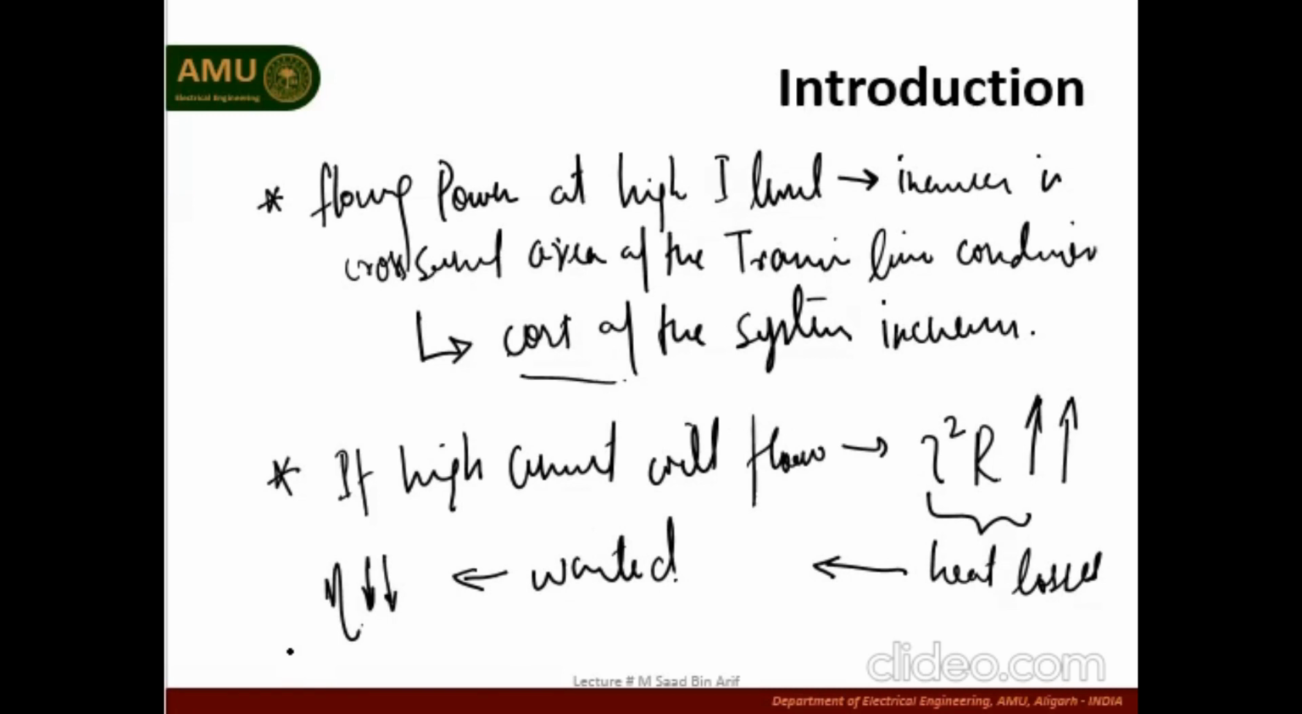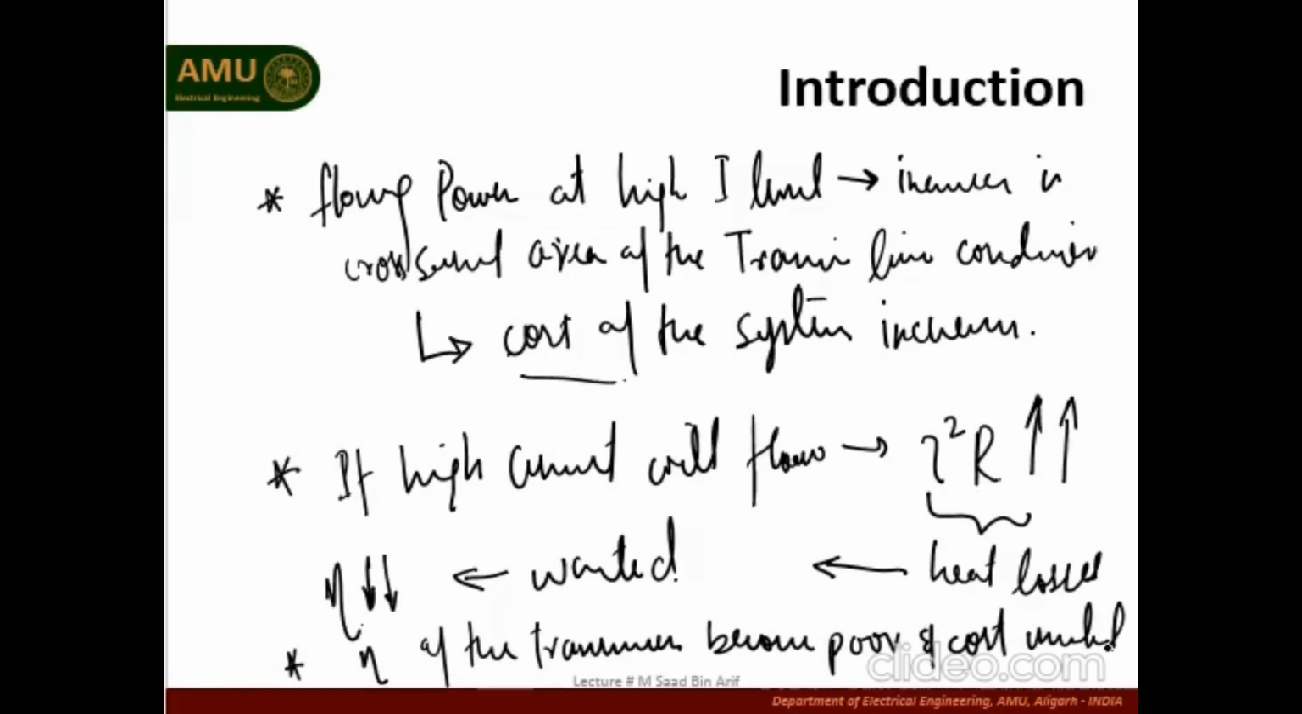So this results in a decrease in the efficiency of the system. You can say that the efficiency of a transmission line becomes poor and the cost involved is high without the transformer. So that's why we can say that the transformer is a very, very important part of the transmission system.